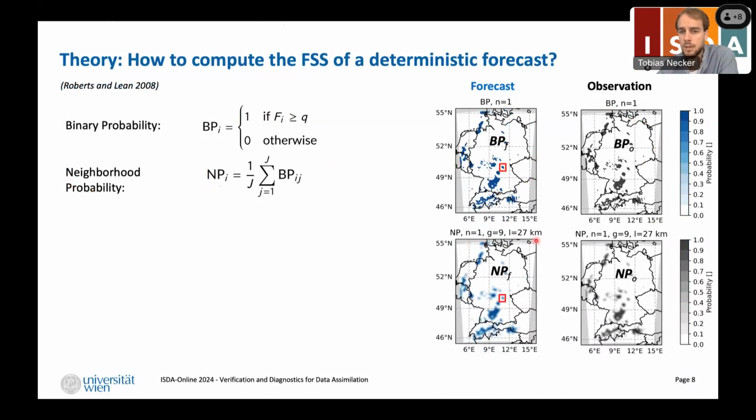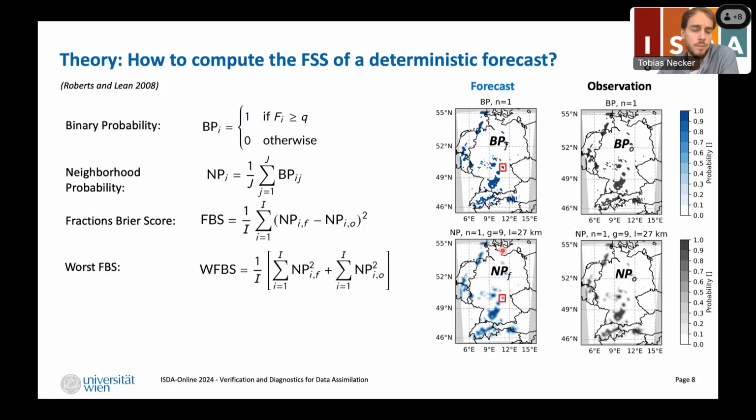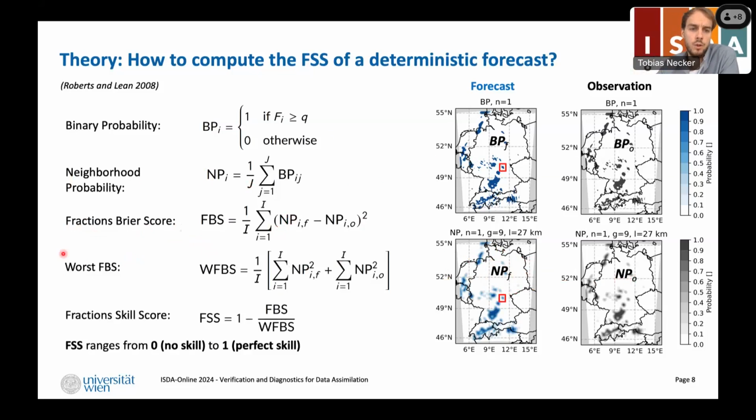So it's basically a moving window operation, a convolution, and then you get this neighborhood probability field both for the forecast and observation, which is like a field of fractions. And then you can use those fractions to compute a mean squared error between the forecast and observation, which gives you the fractions Brier score, which is equivalent to the Brier score. And if you want to compute a skill score, you always need to have a reference.